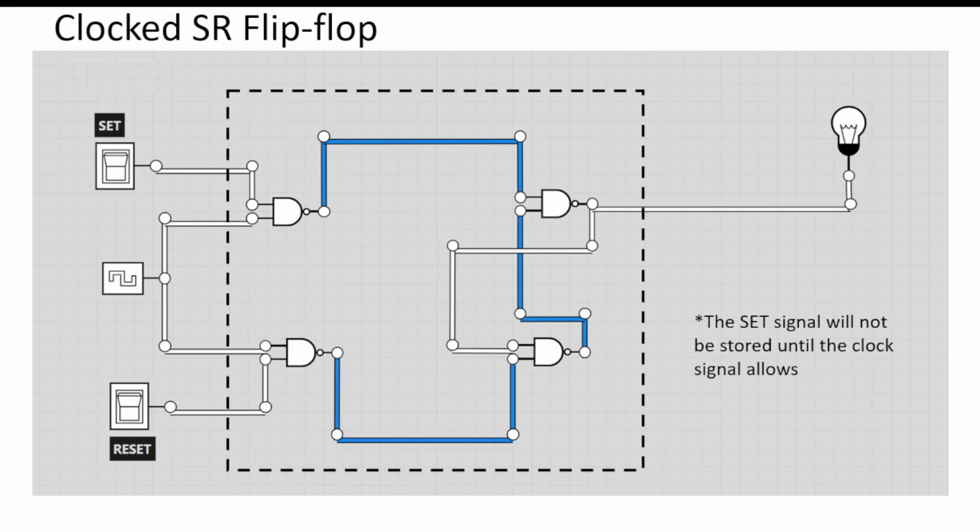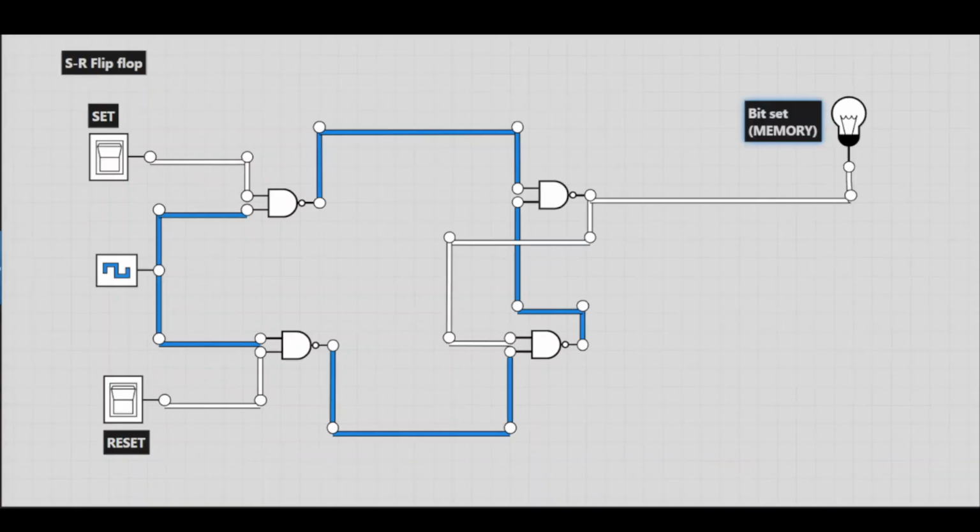So let's take a look at a clocked SR flip-flop. In this system, the set signal will not be stored until the clock signal allows it. So what that means is that even though I may press that set button, it's not going to store it and make that light come on until the clock signal oscillates and allows for the AND gate to operate. Let's see how this works. So there we have my clock signal. It's a very slow clock signal for this example, so we can sort of see what's happening.